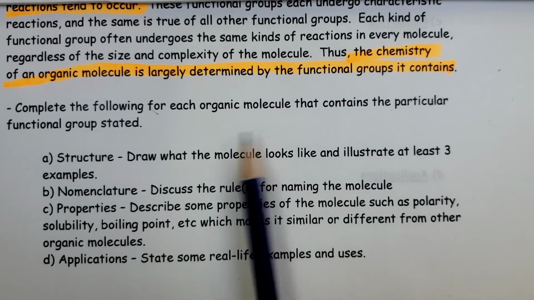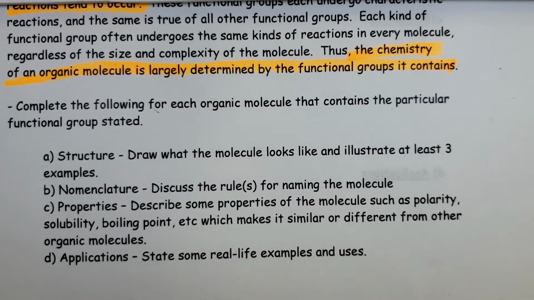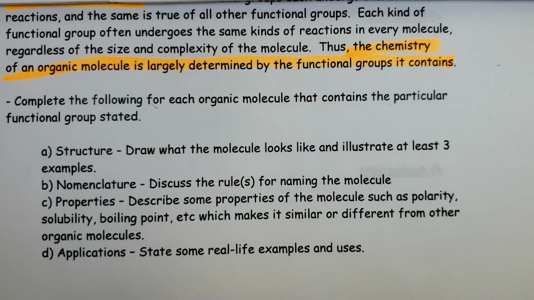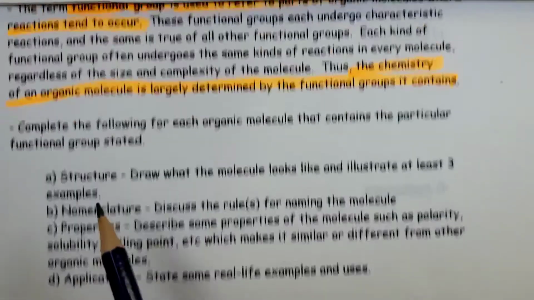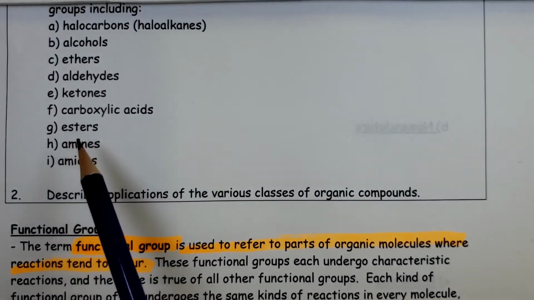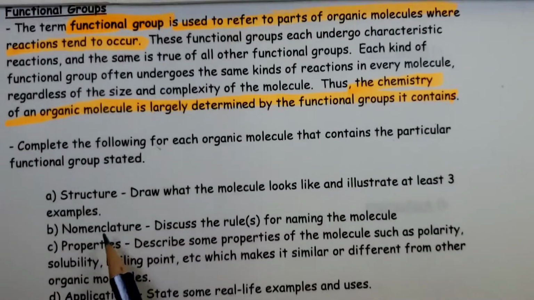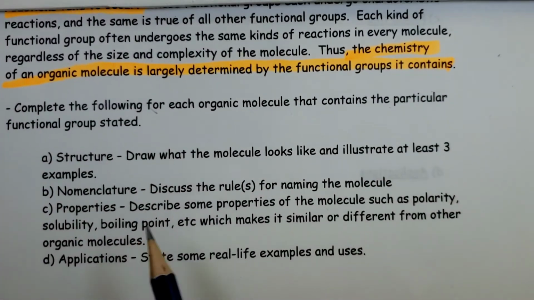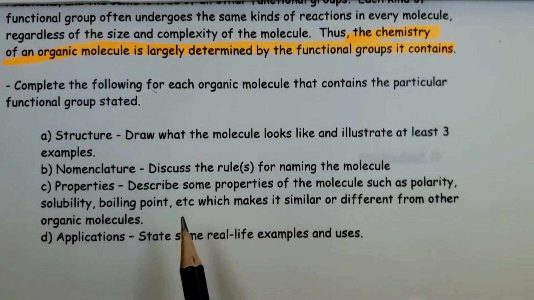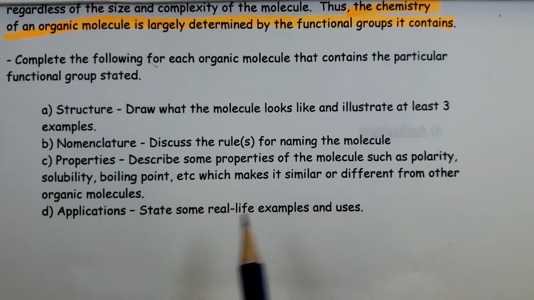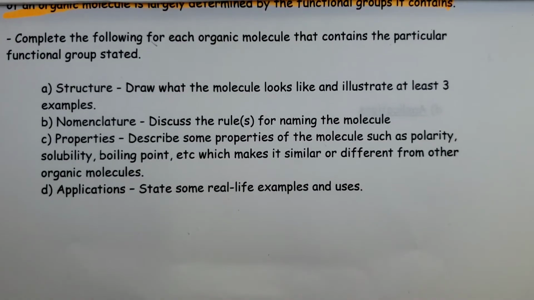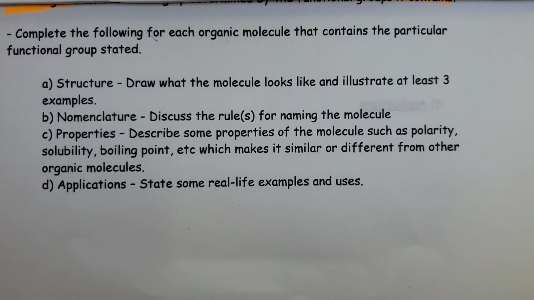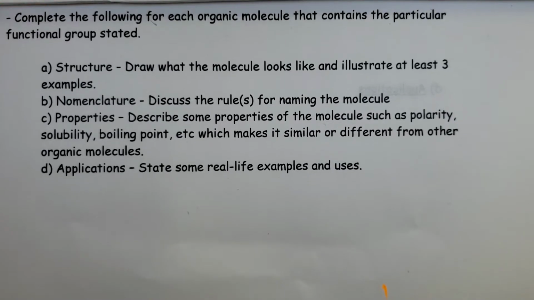In this next part, 3.6, in your booklet, attached is a hand-in section in which we'll look at all of these items. We'll look at the structure of them: what does it look like? Nomenclature: how do you name it? What are some properties, such as is it polar, boiling point, etc.? And then applications: we'll look at some real-life applications and uses. Where is it used in real life?